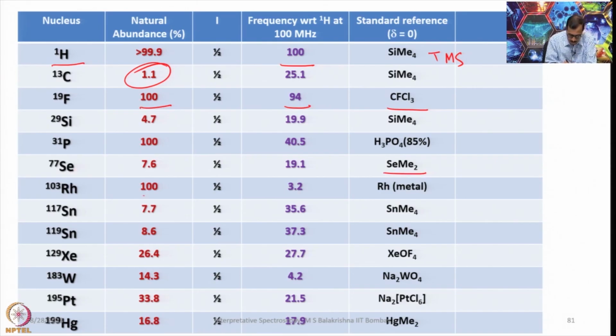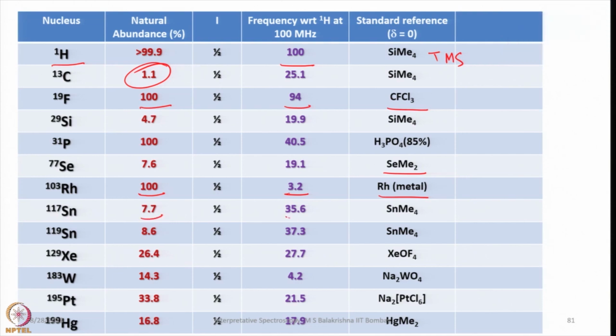In case of 103 rhodium again 100% abundance, very interesting, and frequency is 3.2, and then rhodium metal itself is a standard there, and then 117 tin, natural abundance is 7.7 and frequency is 35.6, and then tetramethyl tin is used as a standard. And again we have another one, 119, it's 8.6. In this case we use the same standard, and xenon is there, XeOF4 is the standard, and for tungsten we are using Na2WO4, and then in case of platinum we are using Na2PtCl6, sodium hexachloroplatinate, and in case of mercury we are using dimethyl mercury as a reference, and the corresponding frequency with respect to 100 megahertz 1H NMR is given here.